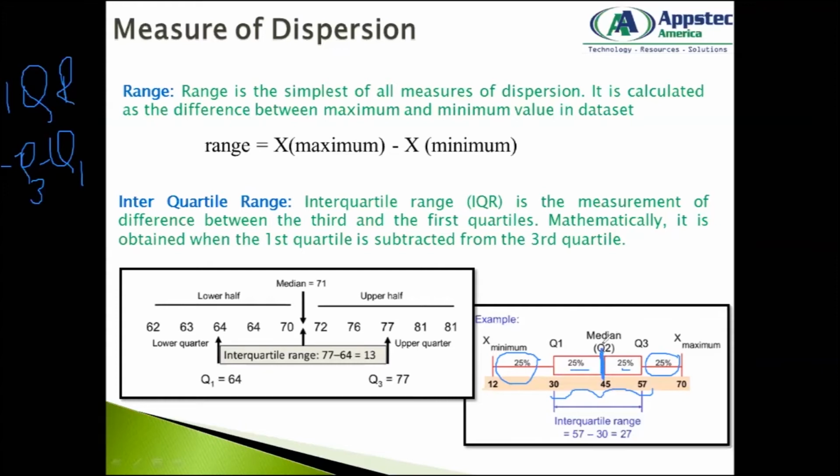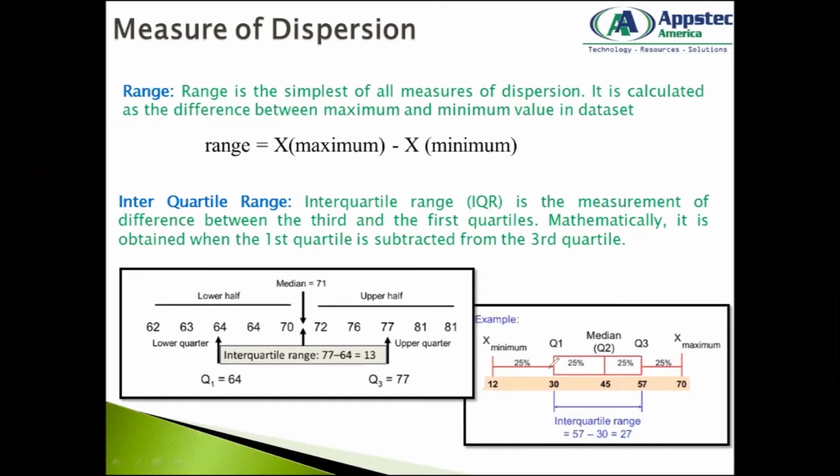So my median is nothing but my Q2. Anything above my median is my Q3. Anything below my median is my Q1. So this is actually my Q2. This maximum or extreme value of the scale is my Q3. This minimum or lowest value of my scale is my Q1.